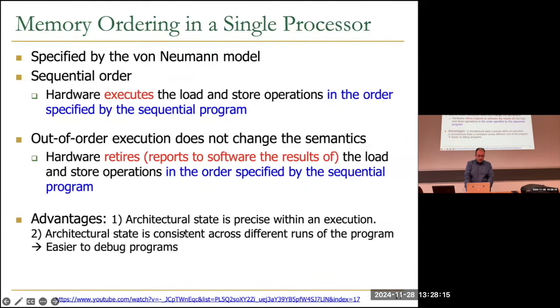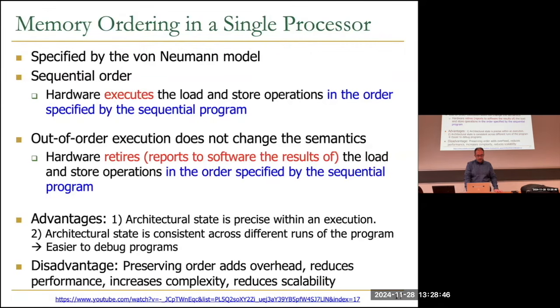Of course, the architectural state is precise within an execution, which is why, as I said, it's important to have precise state, especially when you have an exception or interrupt in your application. Also, the architectural state is consistent across different runs of the program, which again is important. When you see an error, you want to reproduce that error such that you can debug it. But if you see errors randomly, it's very hard to localize the error and fix the program.